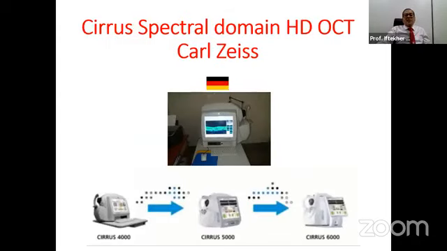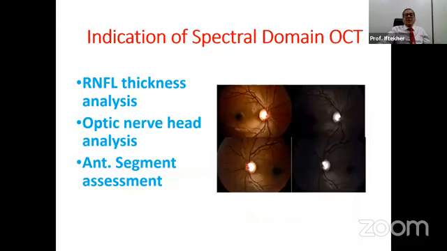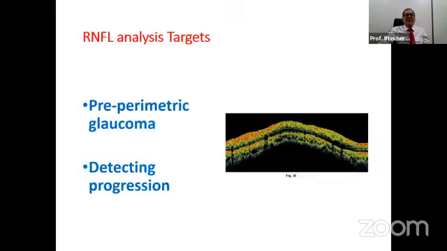Spectral domain OCT, as there is a time constraint for this presentation, I will describe the Cirrus spectral domain OCT mainly, and to some extent the Spectralis OCT. Indications of spectral domain OCT are mainly retinal nerve fiber thickness analysis, optic nerve head analysis, and anterior segment analysis. And retinal nerve fiber analysis we use for pre-perimetric glaucoma diagnosis and detection of glaucoma progression.